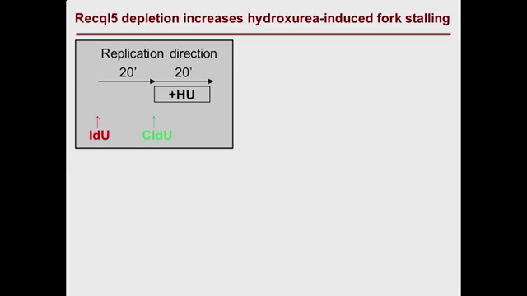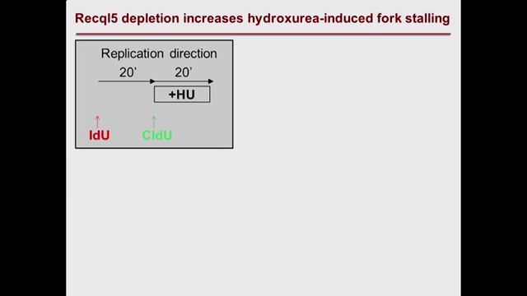So we basically assay this using what's called chromosome combing. And so this is actually a method where you can visualize the DNA replication tract and actually visualize individual DNA fibers that you label with BrdU analogs. So we did the first labeling stage with IdU, and then we did the second labeling phase in the presence of hydroxyurea with another BrdU analog, CldU. And we did these for 20 minutes each.